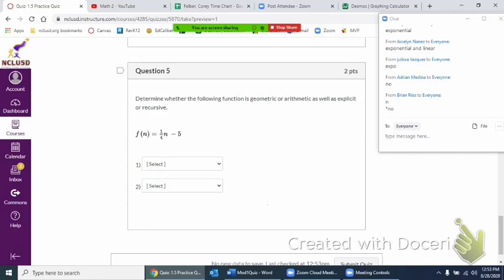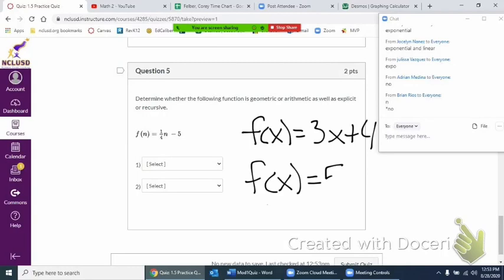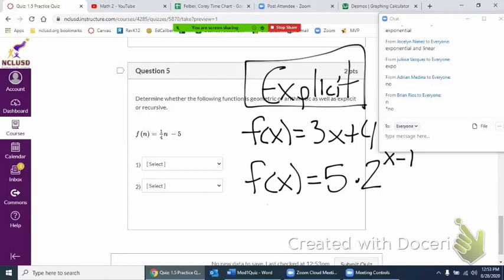All right, and then explicit and recursive, we just did a bunch of examples on those. Explicit is either in mx plus b form, or it is first number times the pattern to the x minus 1 power. Okay, these are what explicit equations look like.